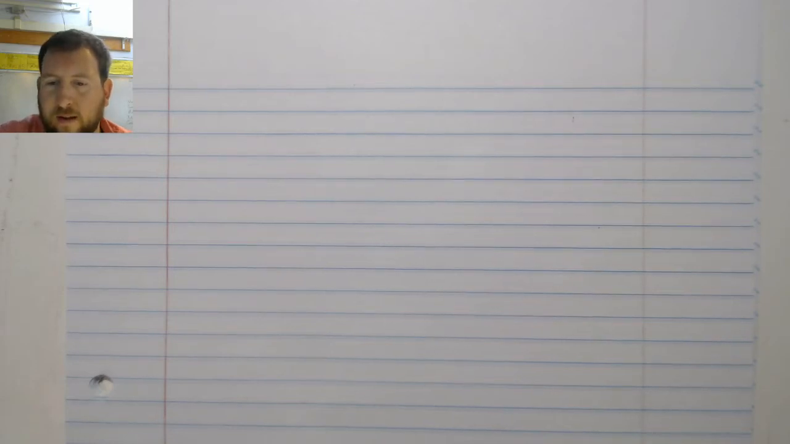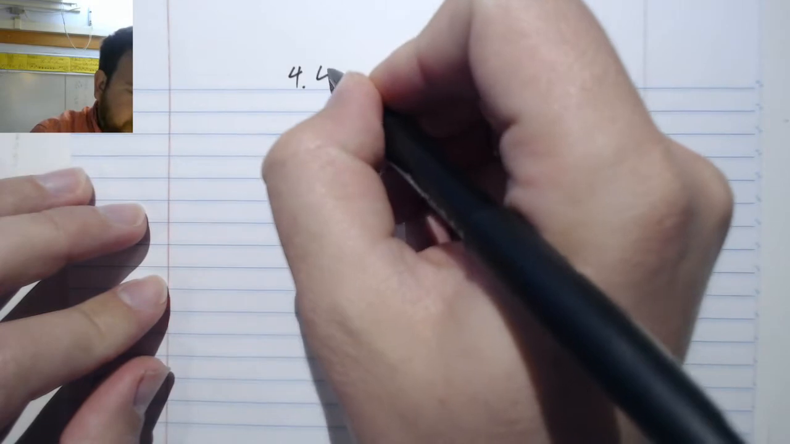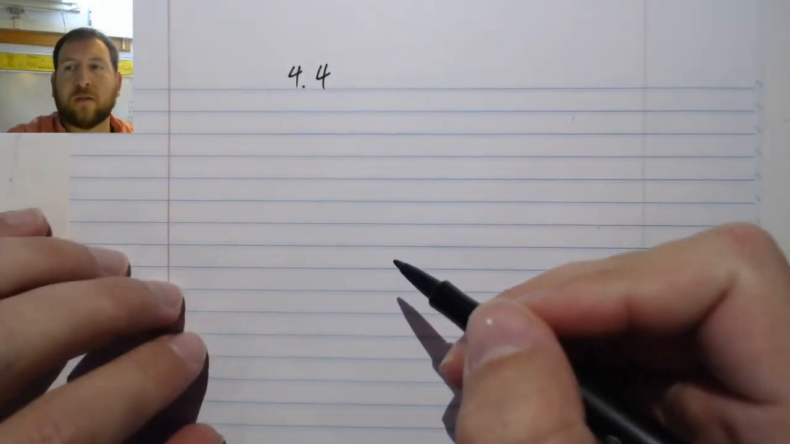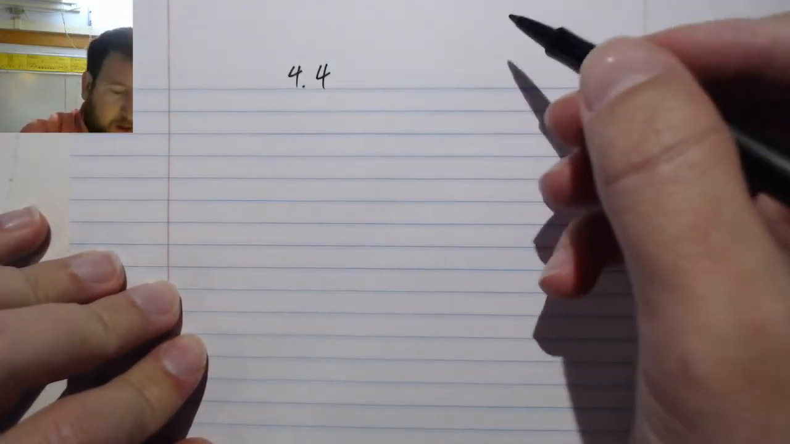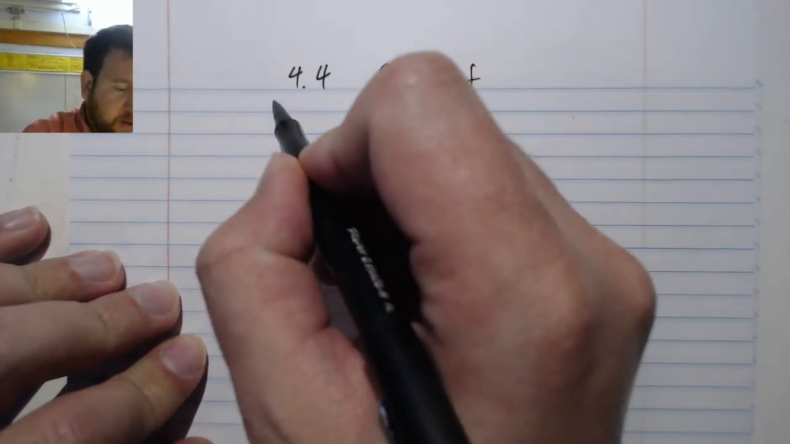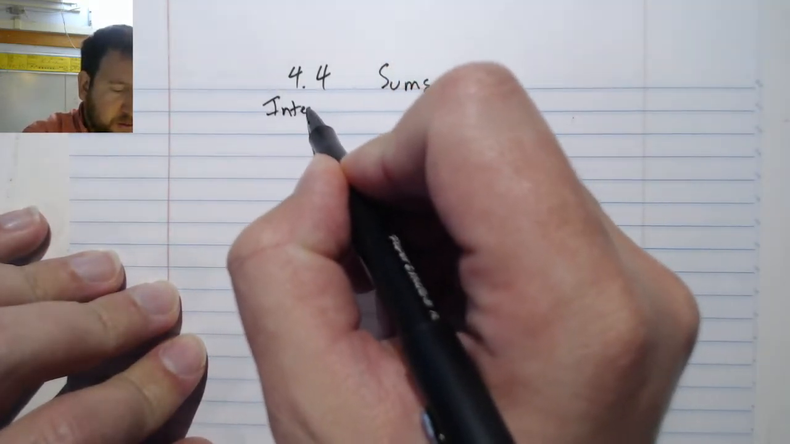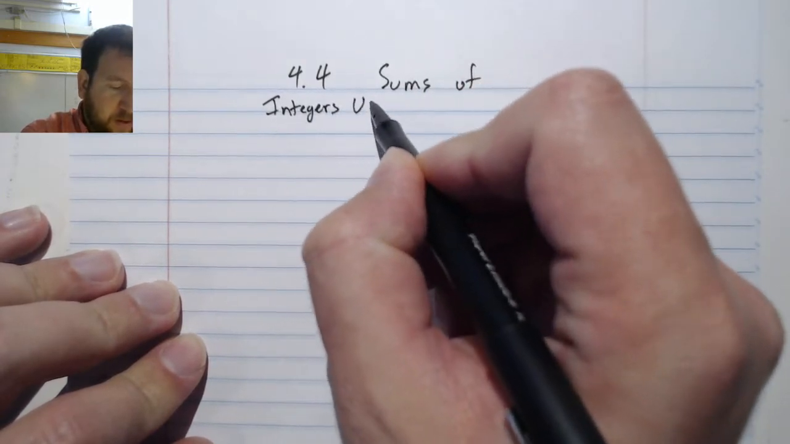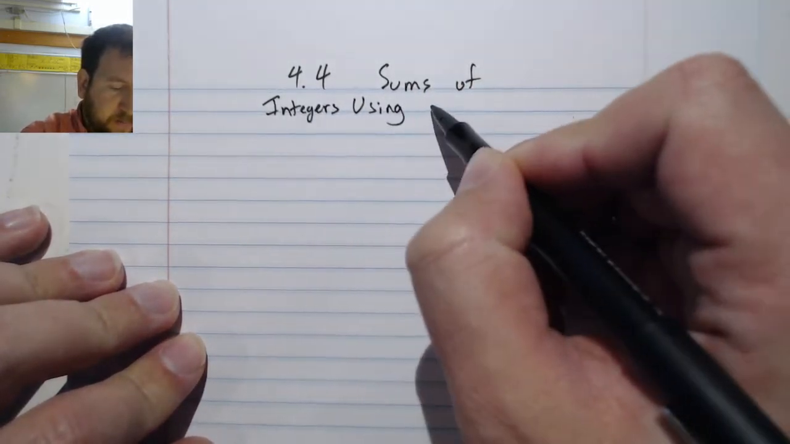Alright, hi guys. We are going to continue on with our next section, and we're actually going to skip around a little bit in this chapter, but for now we're going to continue on our normal path, and we're going to go to section 4.4, which is sums of integers using our old friend, the number line.